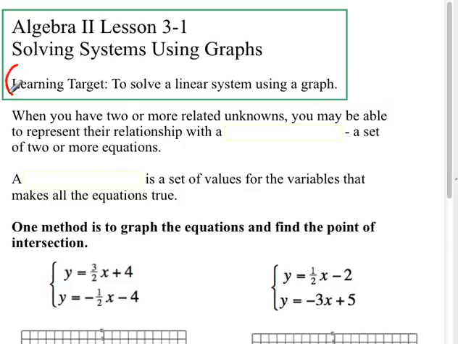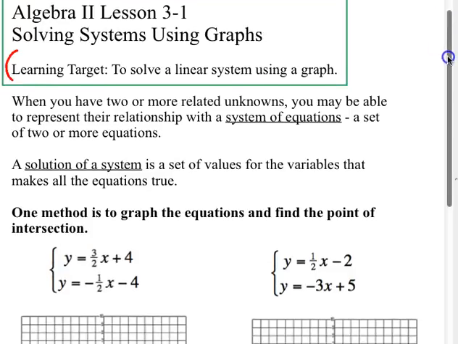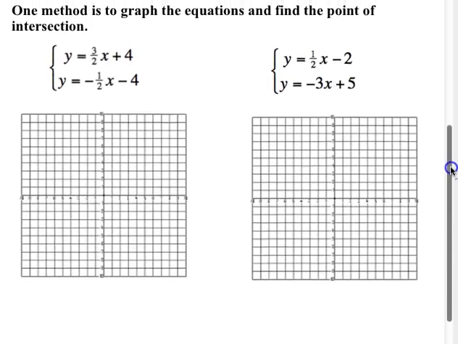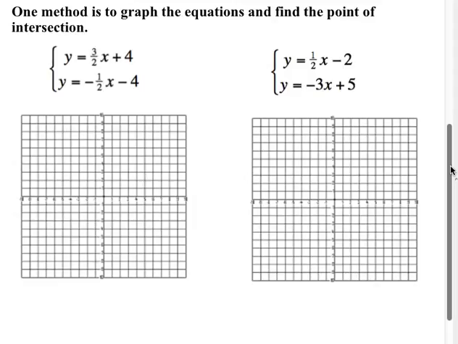When you have two or more related unknowns, you may be able to represent their relationships with a system of equations, which all that means is a set of two or more equations. A solution of a system is a set of values for the variables that makes all of the equations true. So again, method one for finding this is graphically. When I graph the two lines, where the lines cross, that is a common point for them. That's a point that is true for both equations.